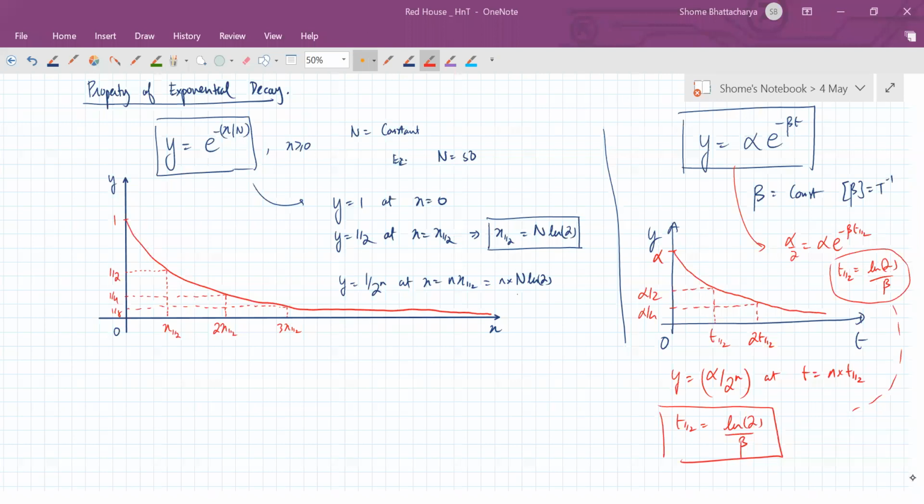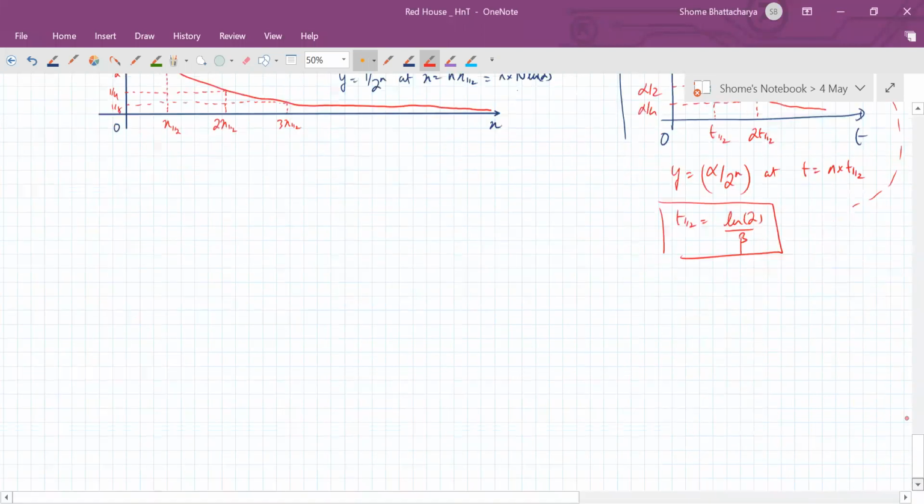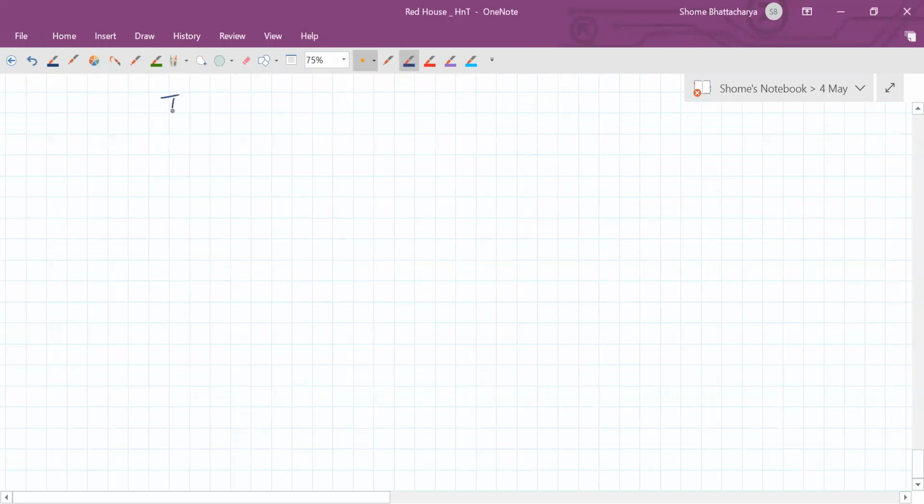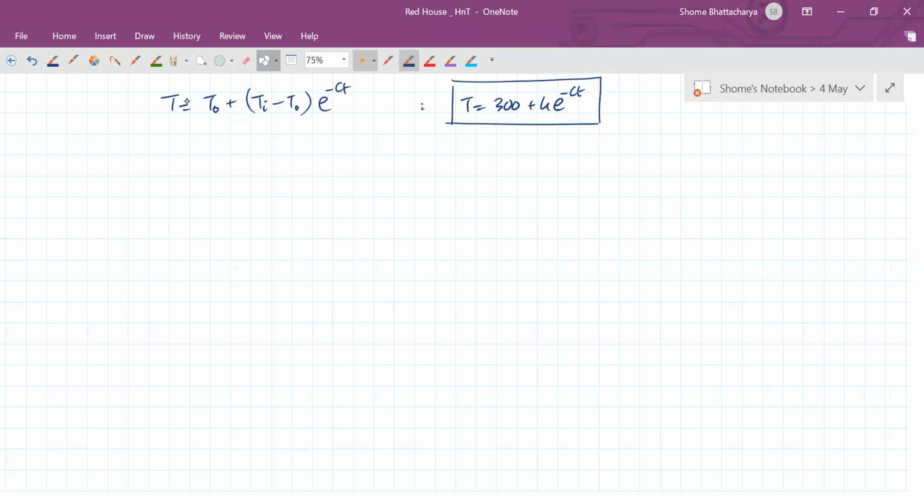So what I was explaining is the nature of the exponential graph like this. In this case, we are looking at the graph of this factor, which over here is becoming that temperature is 300 plus 4 into e raised power minus ct. So it's like the exponential graph we were discussing previously, but it is slightly transformed.